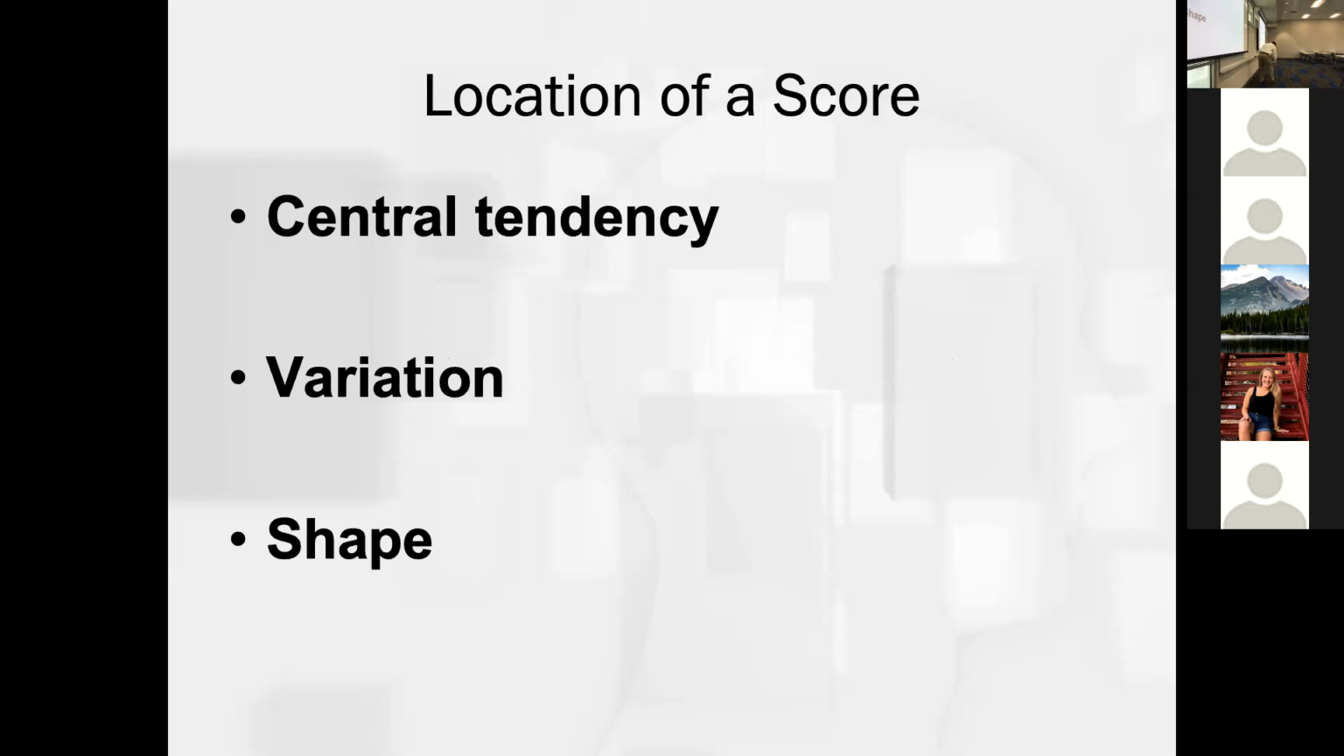And so we've already talked about central tendency, right, with mean, median, and mode. We've talked about variation or variability, standard deviation. And we've talked a little bit about shape, right, with the normal distribution. So about what percentage of people fall between -1 standard deviation and +1 standard deviation from the mean? Yeah, about 68%.